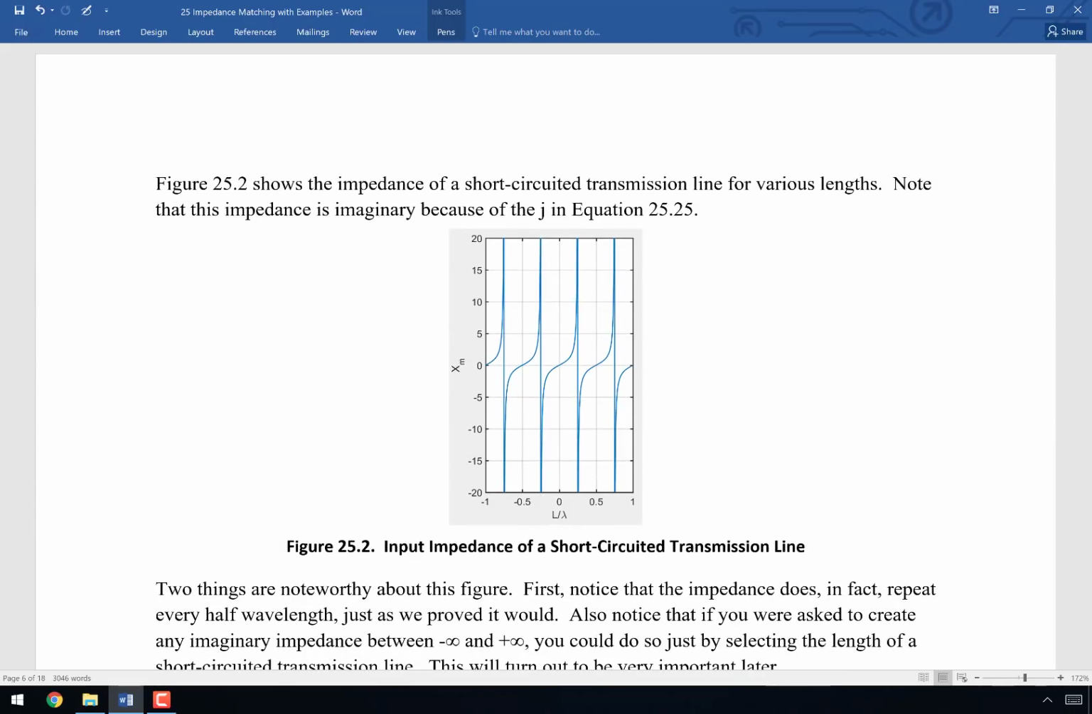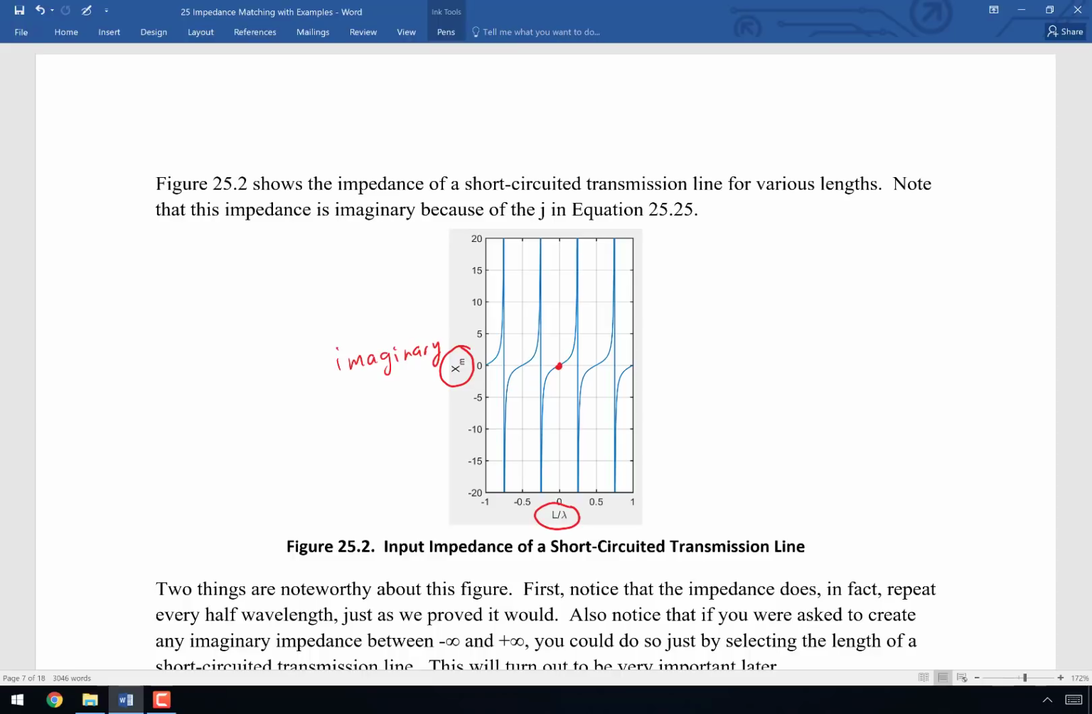And here's a plot that shows what that impedance does. Notice that here I've used X sub M because this is going to be an imaginary impedance. And what does it look like for various lengths of the line? Notice that this axis is L divided by lambda. So if the line is infinitely short, well, that must mean that it's not even a transmission line. It's just the short circuit. And good, that's what we would expect. For a short-circuited line that's not really a transmission line, we would expect that it would just be short-circuited.